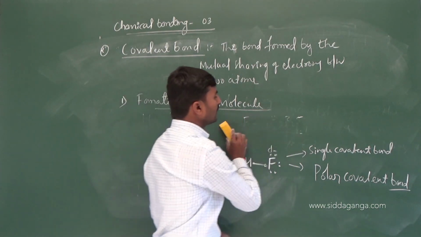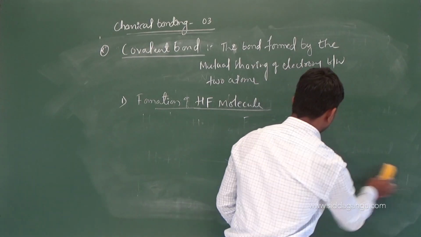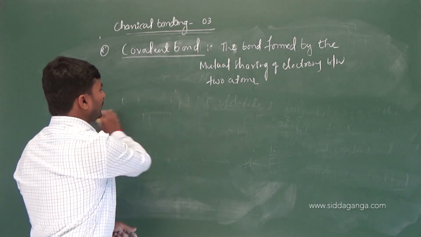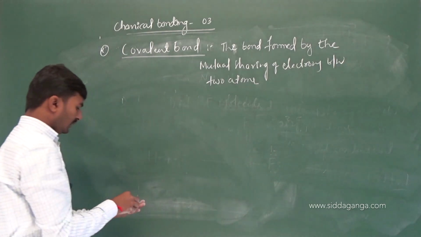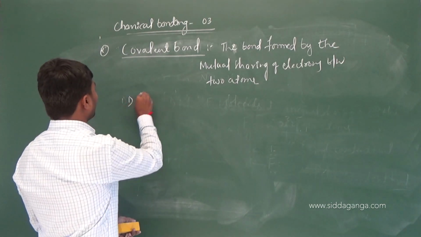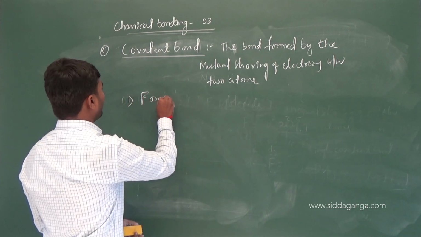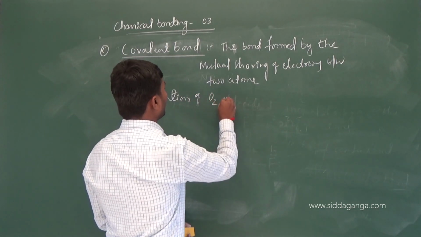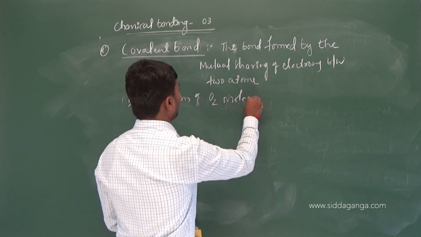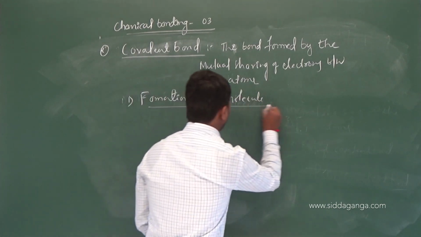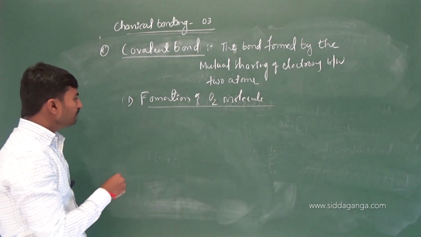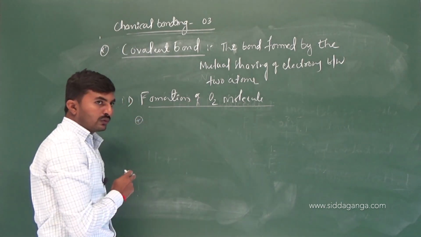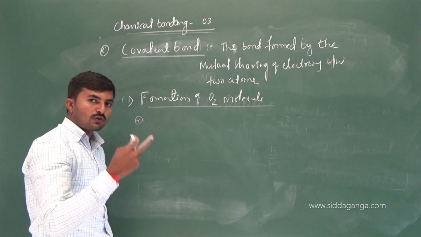Okay, next we will move on to the double covalent bond system, that is, the formation of the O2 molecule, the oxygen molecule. What is meant by this? The oxygen molecule is formed by the combination of two oxygen atoms.